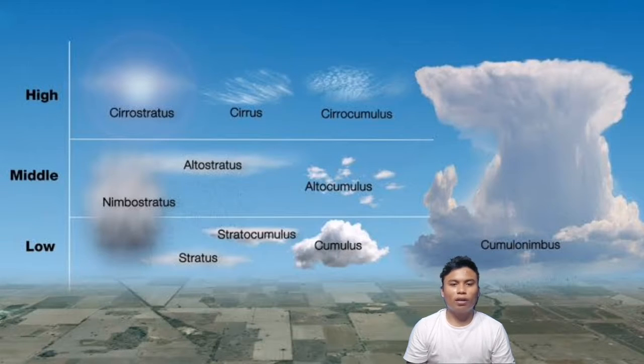In the low-level clouds, which are 0 to 2 kilometers, you can find the stratus, cumulus, cumulonimbus, and stratocumulus clouds. First, let's talk about cirrus clouds. Cirrus is one of the most common types of clouds that can be seen at any time of the year. They're thin and wispy with a silky sheen appearance.